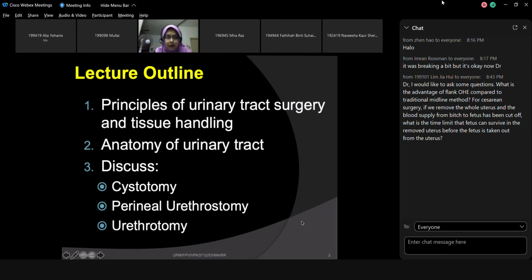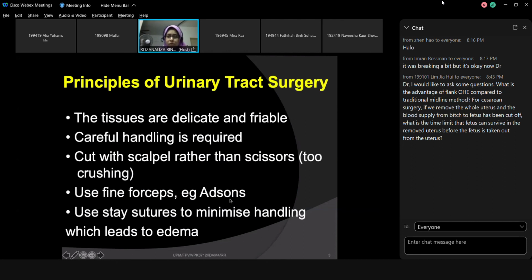Assalamualaikum. So we come back again. For this part, we're going to discuss tissue handling principles, anatomy, and also cystotomy, perineal urethrostomy, and urethrotomy. Tissues of the urinary tract are very delicate. You need to have careful handling. It's always recommended to use a scalpel rather than scissors because scissors are too crushing. You want to use fine forceps like Adson and use stay sutures to minimize handling. If you keep handling with your hand, you can actually cause more trauma.